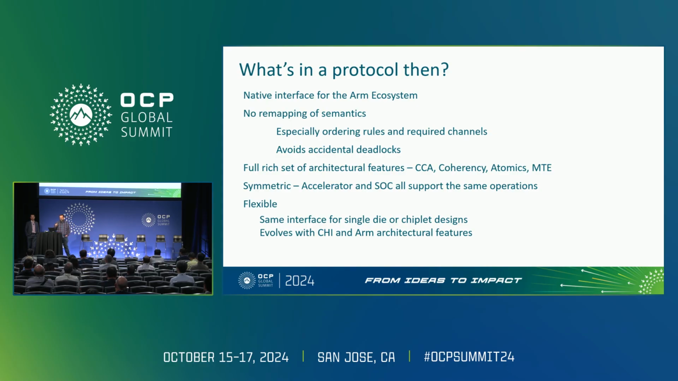Another great value, as we talked about, is that it supports the full rich set of architectural features. So things like confidential compute architecture, which is popular and is important for servers, coherency, I mentioned atomics, even memory tagging extension. Any of those things you might do that fit within the Arm and the CHI ecosystem or AMBA ecosystem, you can now support that natively with this protocol without having to, once again, change everything.